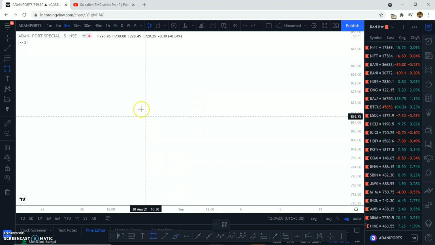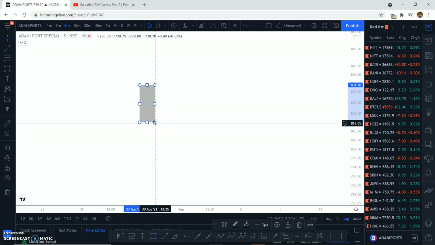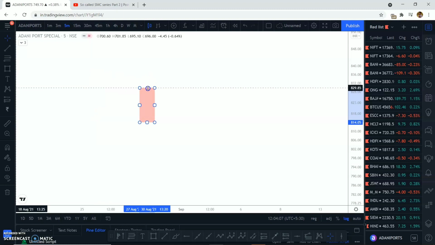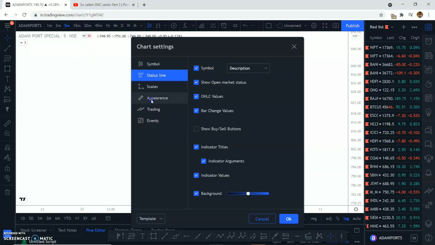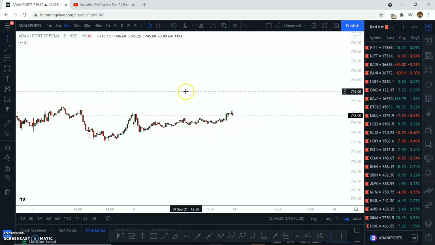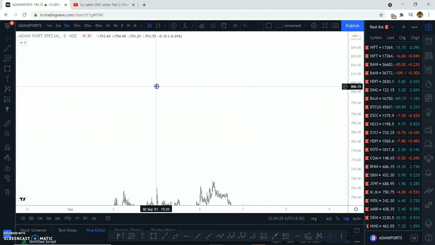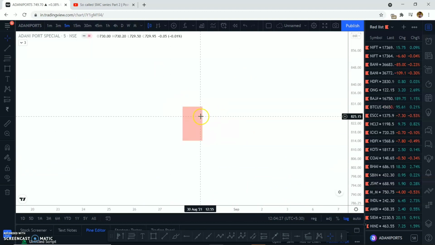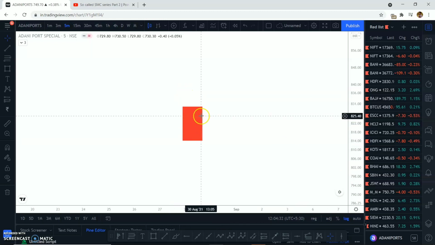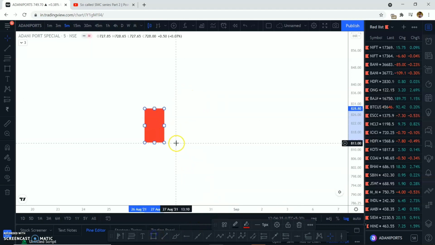Now again, if I have to show it to you in this way, let's say this is a down candle and I will change the color to red. Also, I'll change the color for my complete chart, in appearance symbol. So this is green, this is red. I hope this will be enough. A lot of people were commenting that they're not able to understand the color. Sorry about that, guys.